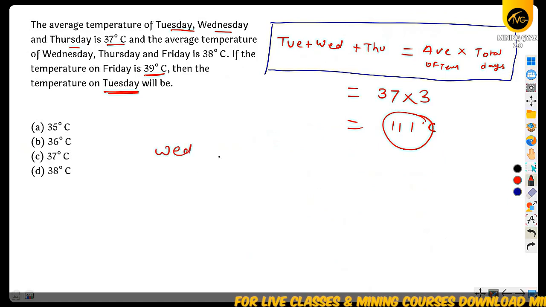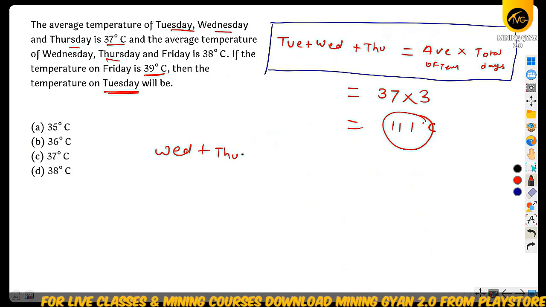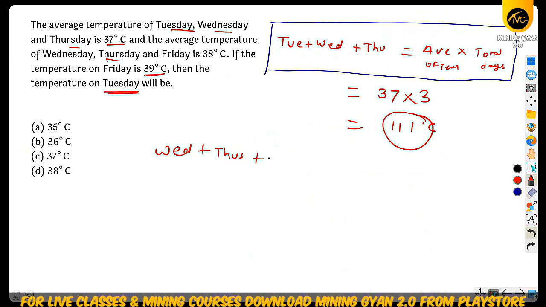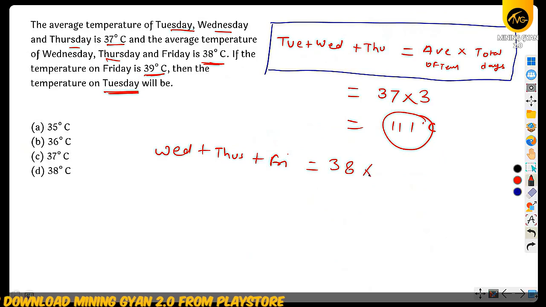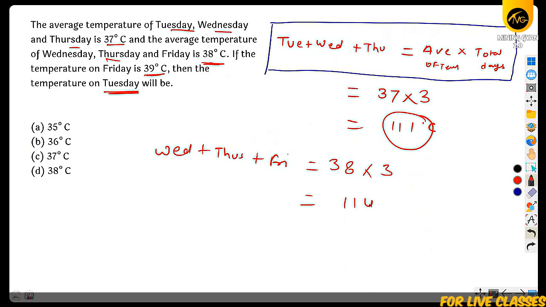Similarly, Wednesday plus Thursday plus Friday. Now in this case, again average of temperature into total days. Now what is the average temperature of Wednesday, Thursday and Friday? That is 38 degrees Celsius. Just multiply 38 into, again the number of days is 3. 24, so 2, 9 and 11. So 114 degrees Celsius is, again, the total temperature of Wednesday, Thursday and Friday.